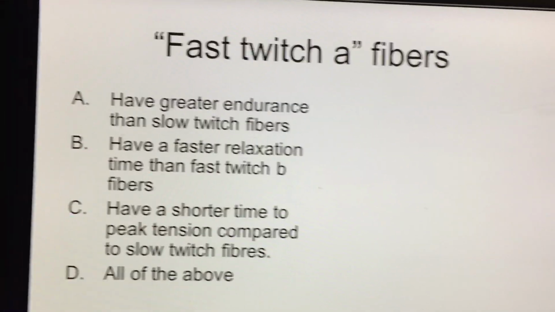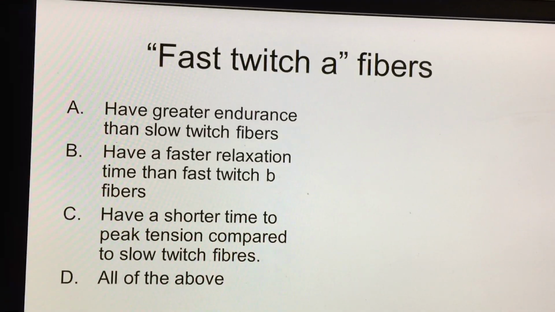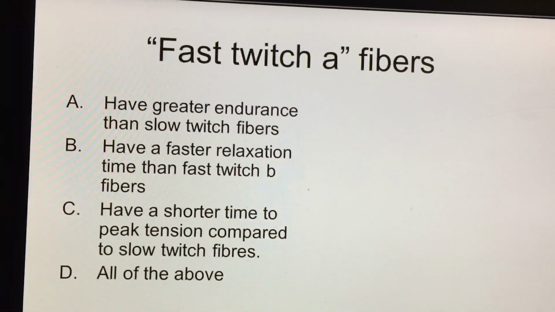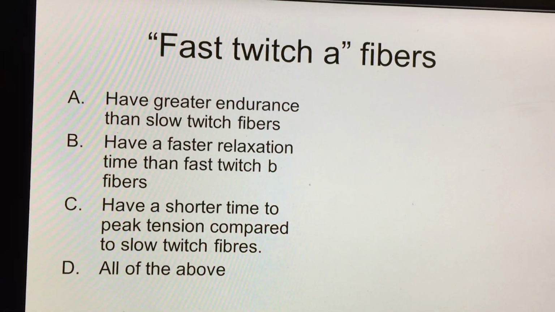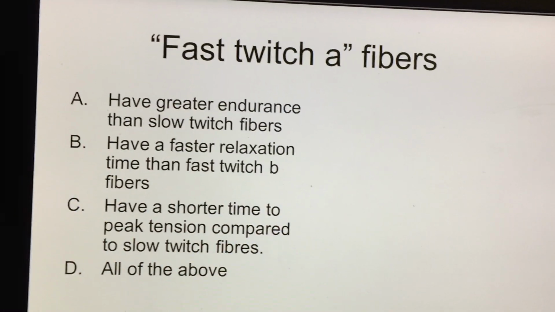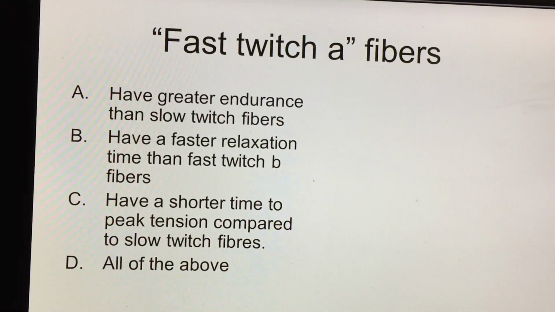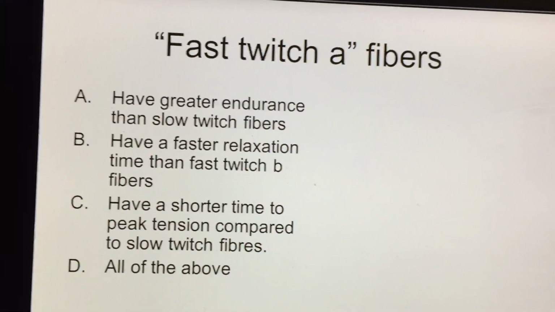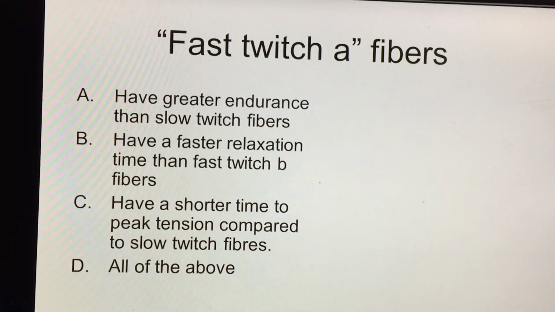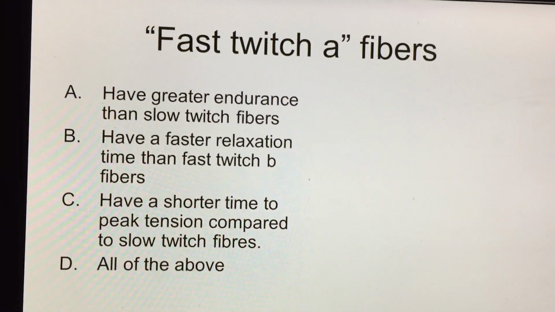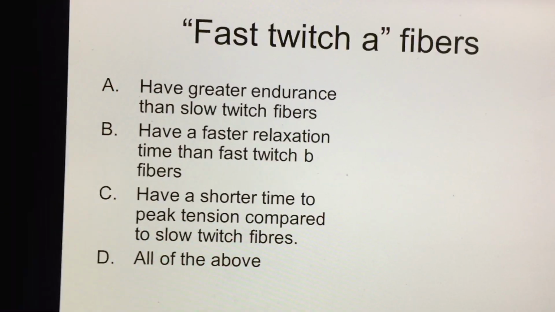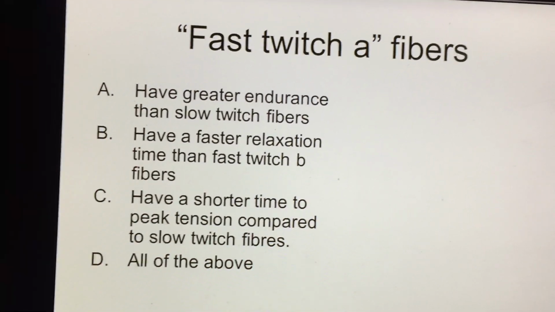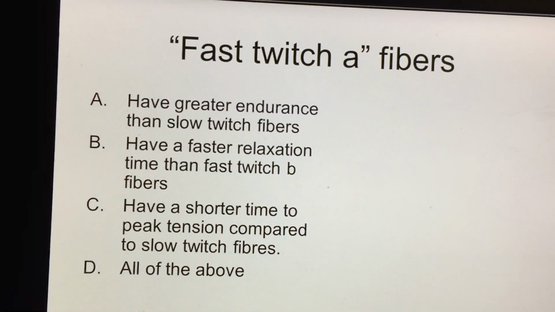So multiple choice question for you here. Fast twitch fibers: A, have a greater endurance than slow twitch fibers. B, have a faster relaxation time than fast twitch B fibers. C, have a shorter time to peak tension compared to slow twitch fibers, or all of the above. The answer here is C. They have a shorter time to peak tension compared to slow twitch fibers. So they have a faster contraction time compared to slow twitch fibers.